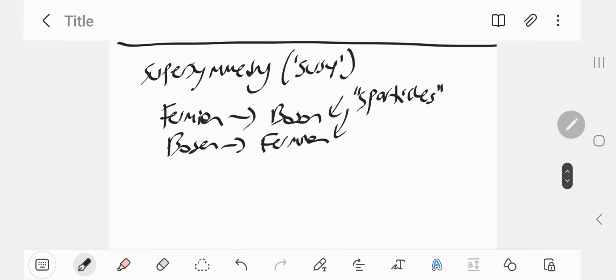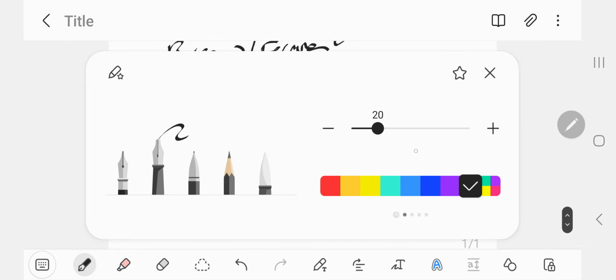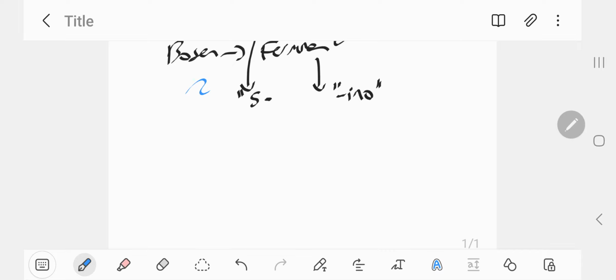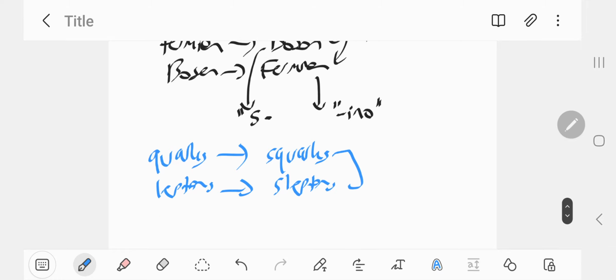How does it work? How do we name these particles? Well, for the boson partners of fermions, you put an S at the front, a prefix S. For the fermion partners of bosons, you put an eno at the end. So, I'll show you how this works. It's quite simple. Simple naming system. Suppose you've got quarks and leptons. There's supersymmetric partners, as they're called, squarks and sleptons. These are the boson equivalents, if you wish, of the quarks and leptons.